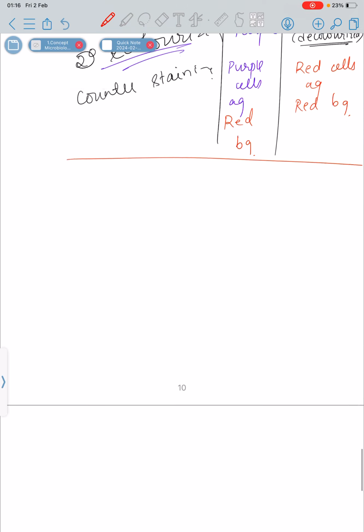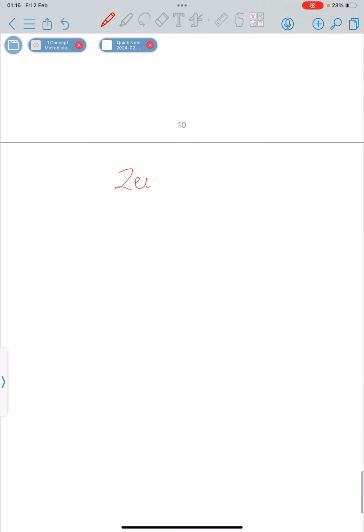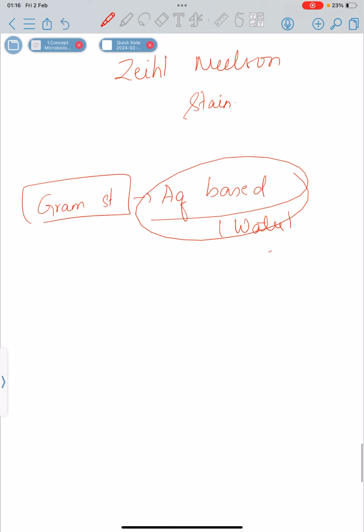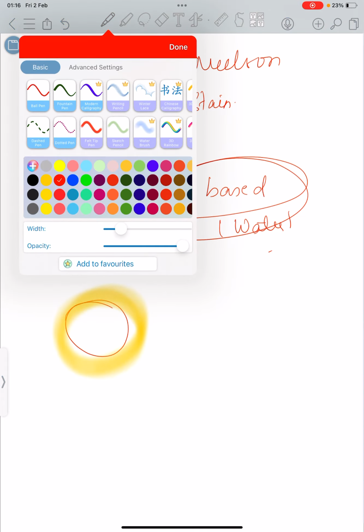Now let us talk about Ziehl-Neelsen staining. This Gram stain is aqueous based, that is, it is water based. Now, can a water based stain penetrate any cell which is very, very thick in lipid? Can it penetrate? No.